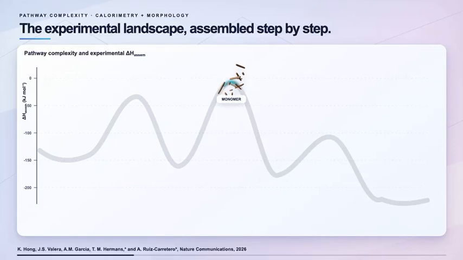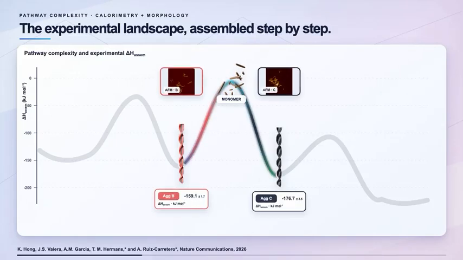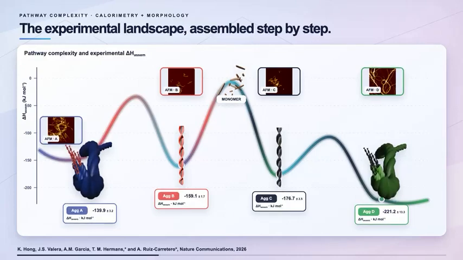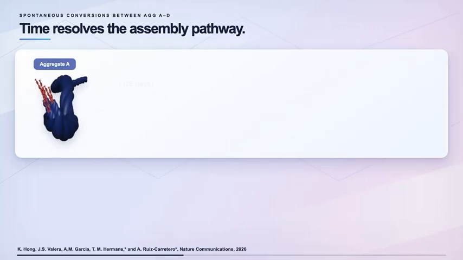Calorimetry maps a connected but nonlinear enthalpy landscape. From the monomer, 2 competing pathways first reach the primary helices B and C, and only then the higher-order superhelices A and D. Time exposes the kinetic asymmetry.